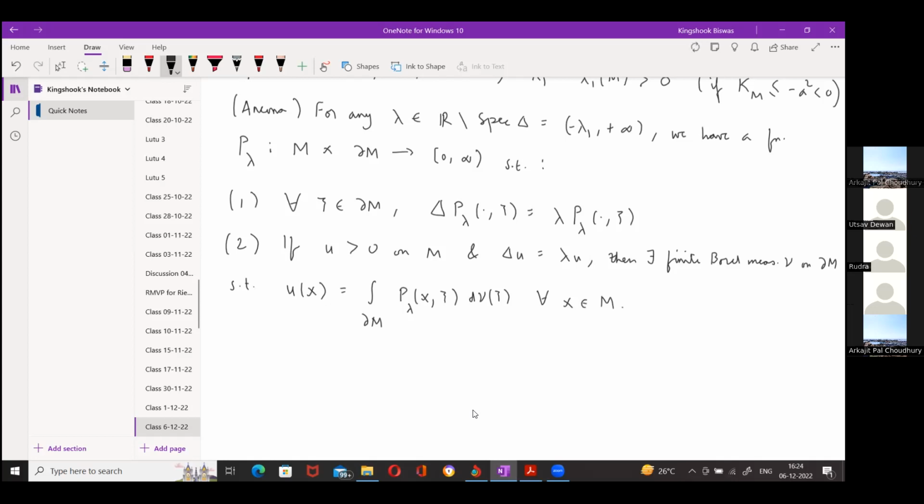So they have constructed this P lambda, is it? Yes, yes. So how do you get the P lambda? I can explain that. You can get the P lambda as follows. You fix an origin, right? Now for every point x, there is a unique Green's function.